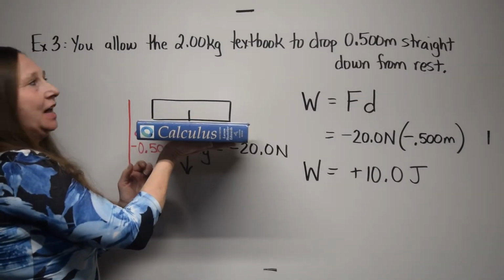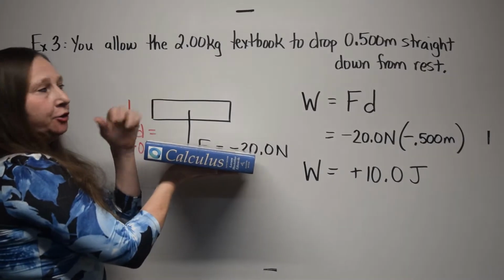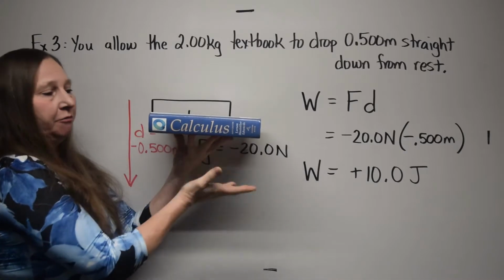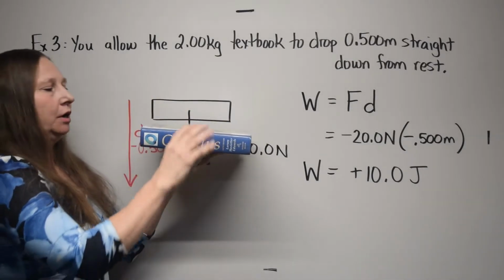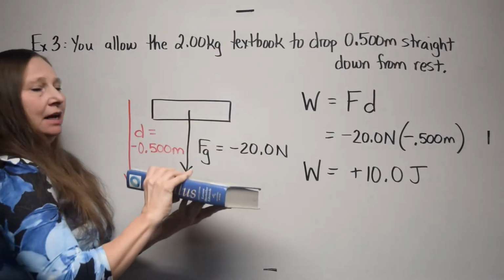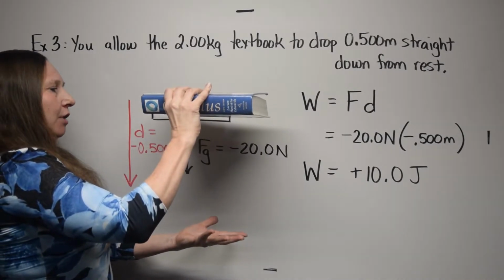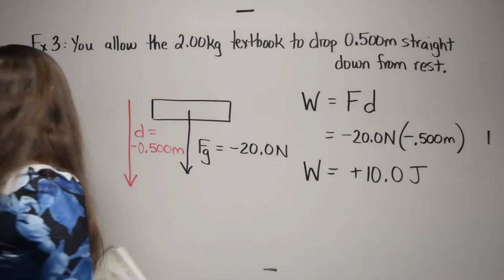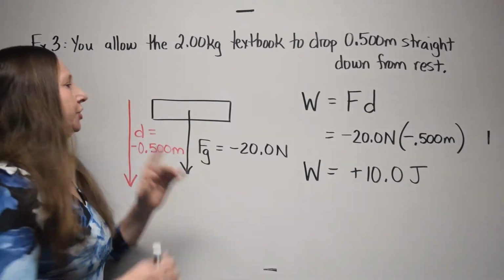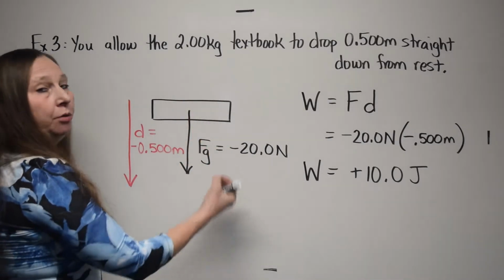In this problem, example 3, we are allowing the book to drop half a meter straight down from rest. So we are removing the applied force of my hand that was holding the book up. We're just going to allow the book to drop a half a meter straight down. Now, I don't want to quite do half a meter because I don't think I'll be able to catch it. But here we go. Allow it to drop straight down. Woo, okay. So the book dropped straight down a half a meter. The only force on the book was its weight, the gravitational force of the earth pulling the book down.